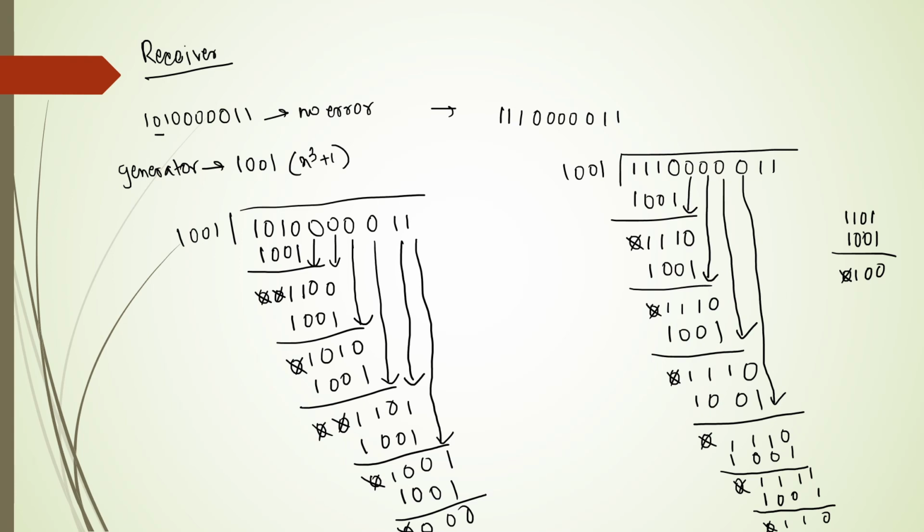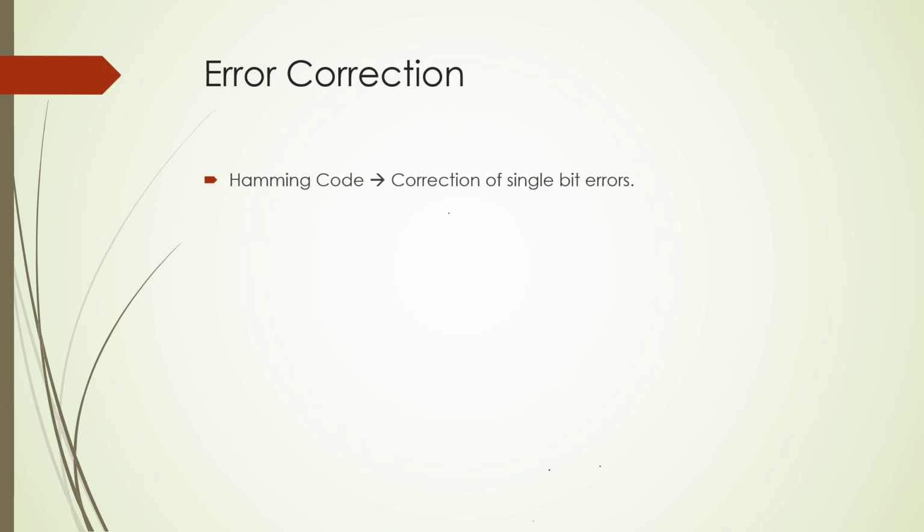Now next we will move to something called error correction. In error correction we will study only one method, and that is known as Hamming code. Don't confuse Hamming code with the Hamming distance we studied initially; this is something different. Hamming code was actually designed for correcting single bit errors, but it can also be used for correcting burst errors. There are some other methods as well, but they are not in your syllabus. So we will just study how we use Hamming code for correcting single bit errors.